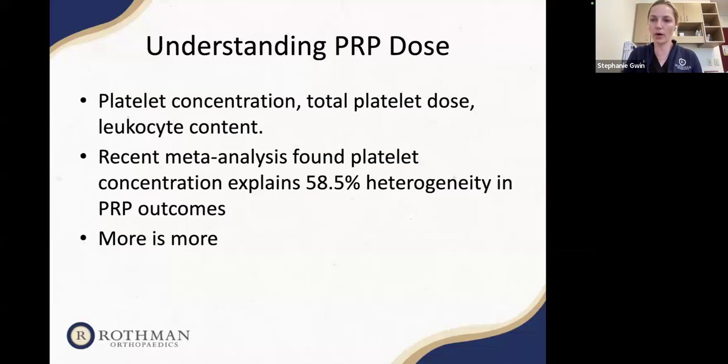And that's part of the reason why the PRP literature is all over the place. So all of the kits are different concentrations. You can get some that are only 2 times your blood concentration, all the way up, pushing closer to 18 or 20. And so again, results are dependent on the concentration, which depends on a number of things.